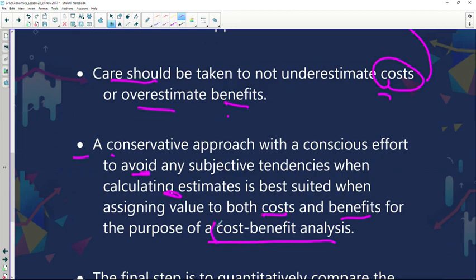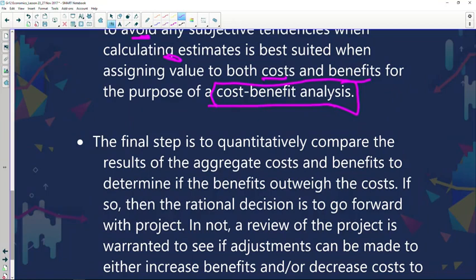Okay, so when we have this document ready, we must make sure that correct processes and procedures were followed, so that when we make this decision, we can say this is an informed decision based on the valid information that we have from the feasibility study. So that will need to be considered when we have the final document that we are going to present to the stakeholders. Then the final step is to quantitatively compare.